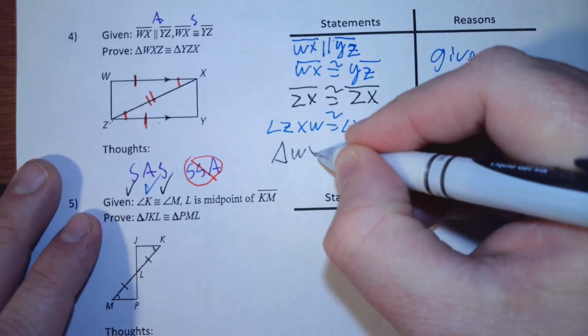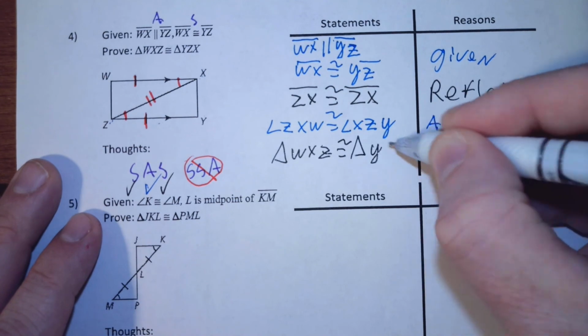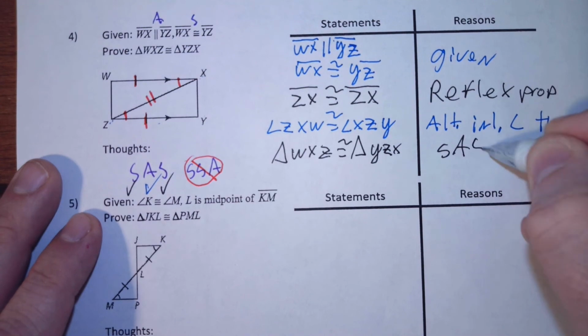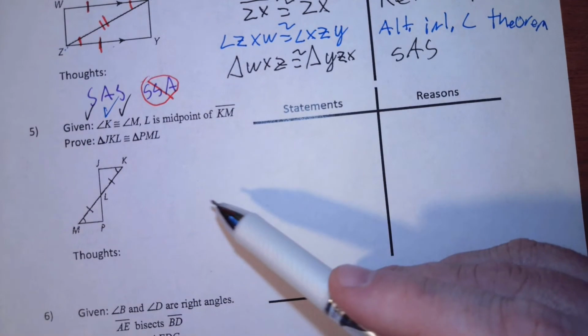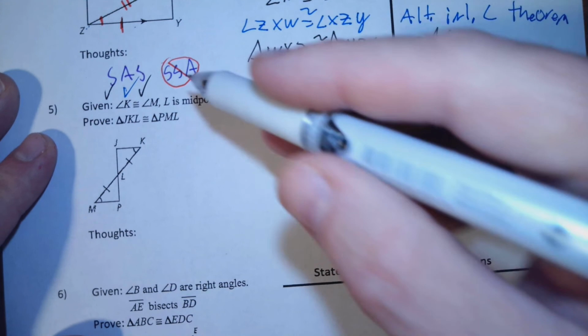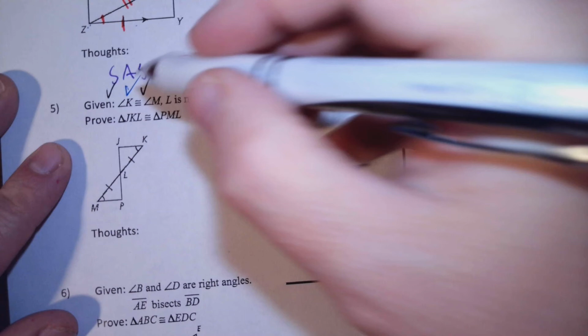Triangle WXZ is congruent to triangle YZX, side angle side. Okay, so far what we have here: we've done angle, side, angle, side, angle, side, angle, side, angle. We're going to keep going on this stuff and just kind of get it going. This will be kind of a long video, but some people might need me to go through all 7, so I'll do that. All right, let's look at this strategy here.